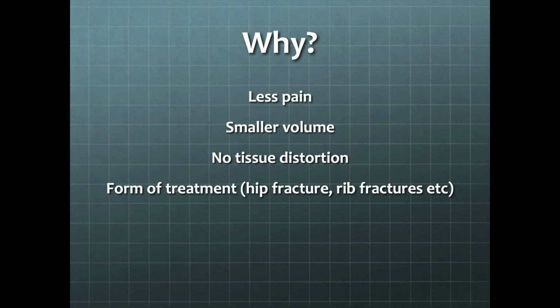So if you're sewing along the vermilion border or the brow, you don't want that freezing to puff up the tissues, and a nerve block can really make it a lot easier to see your landmarks. Lastly, they're a form of treatment for people with hip fractures or rib fractures to help them get more comfortable as opposed to just loading them with a bunch of analgesics and narcotics.